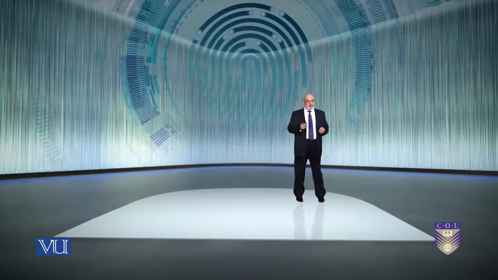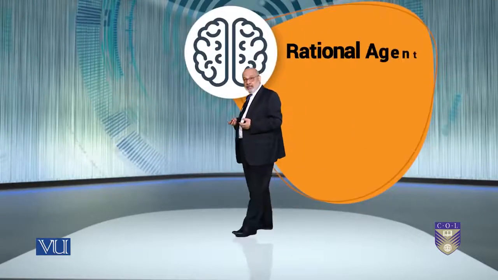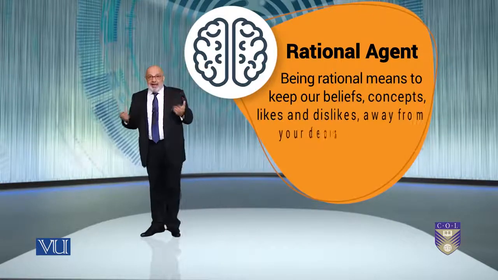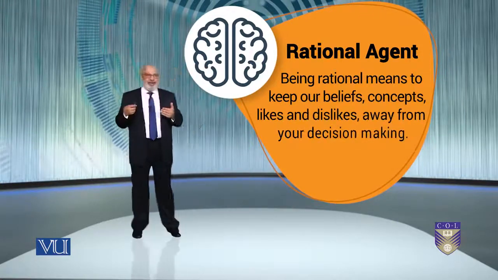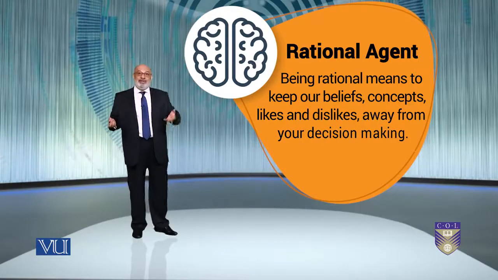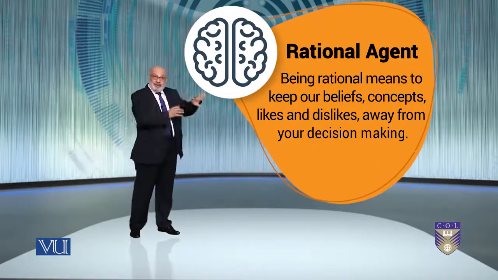So having understood the basic concept of an agent, let's move forward and think about rational agents. That's another concept within agents. What is a rational agent? What is rationality? What do we mean by being rational? In general, being rational means that you take away your beliefs, your concepts, likes and dislikes away from your decision making.